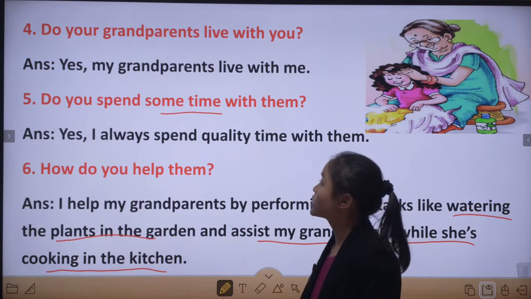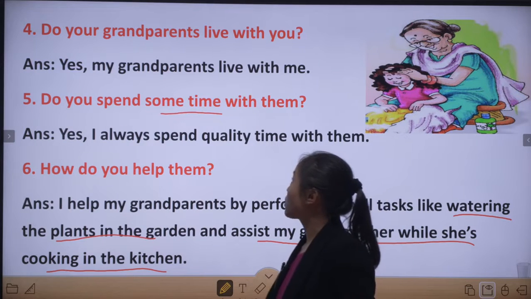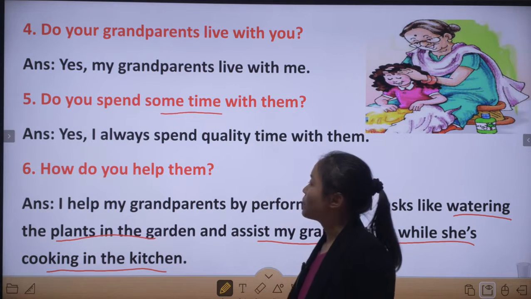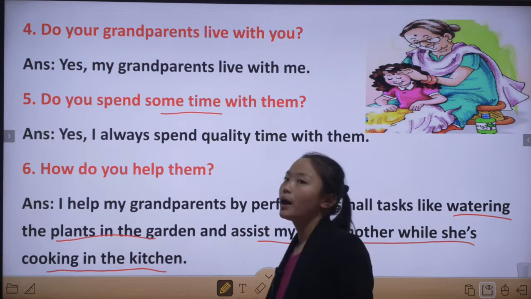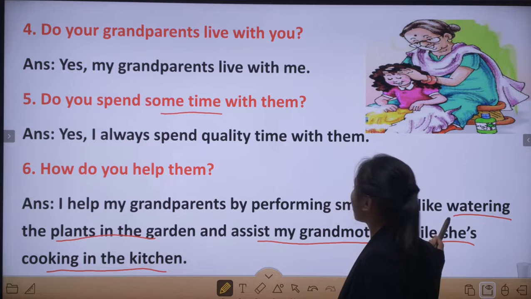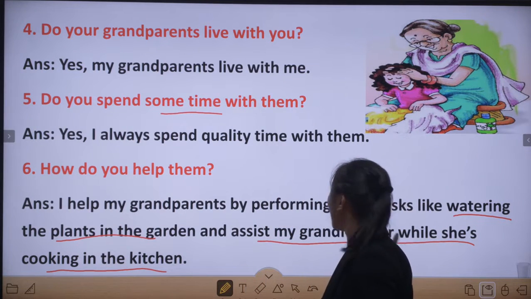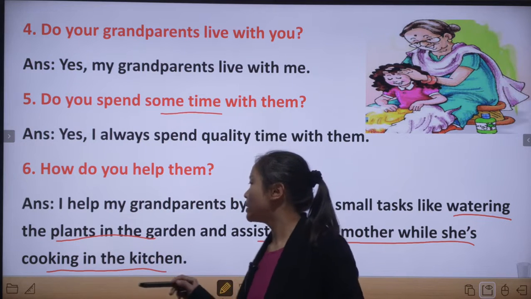Number 5, do you spend some time with them? Answer is yes, I always spend quality time with them. Number 6, how do you help them? Answer is, I help my grandparents by performing small tasks like watering the plants in the garden and assist my grandmother while she is cooking in the kitchen.